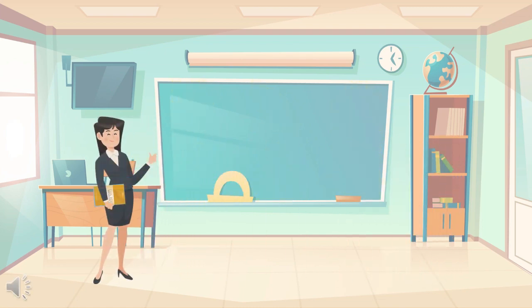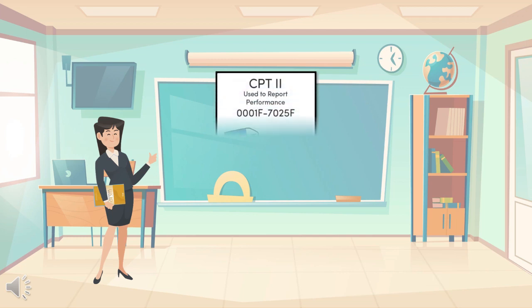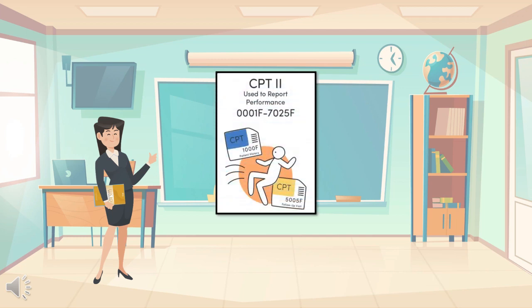Now, as we flip to the last third of the codebook, we find the Category 2 codes. Codes under Category 2, we see supplemental tracking codes used for performance measurement and data collection related to quality and performance measurement, including healthcare effectiveness data and information set.